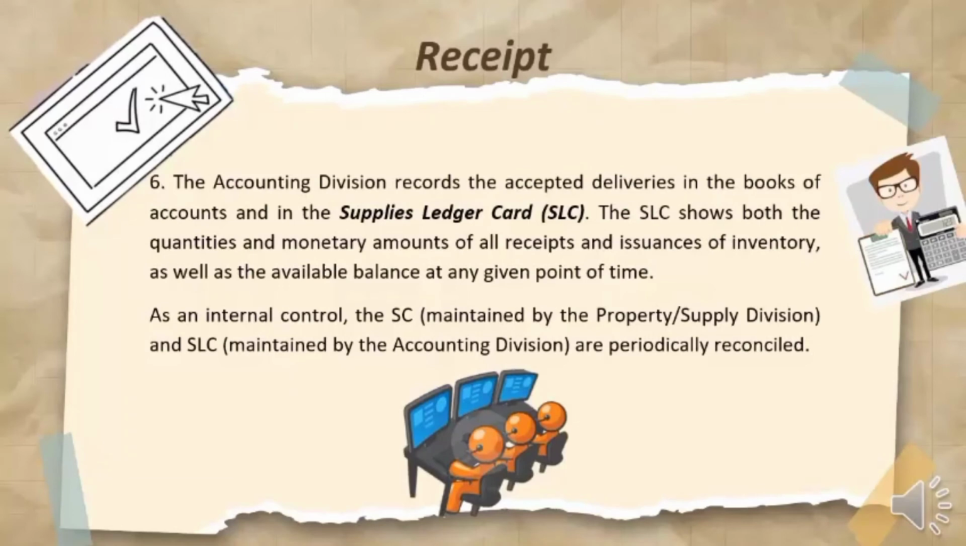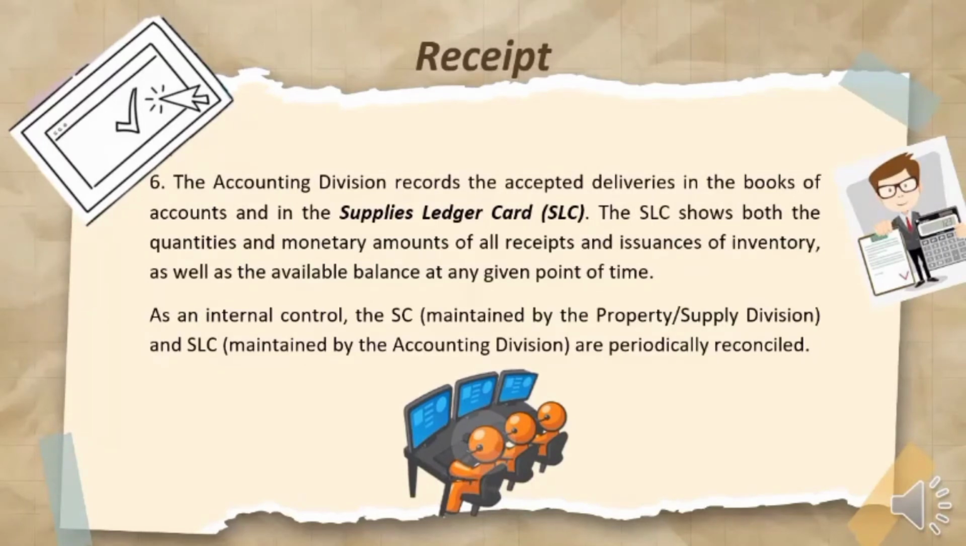Next, the Accounting Division records the accepted deliveries in the books of accounts and in the supplies ledger card. The SLC shows both the quantities and monetary amounts of all receipts and issuances of inventory as well as the available balance at any given point of time.